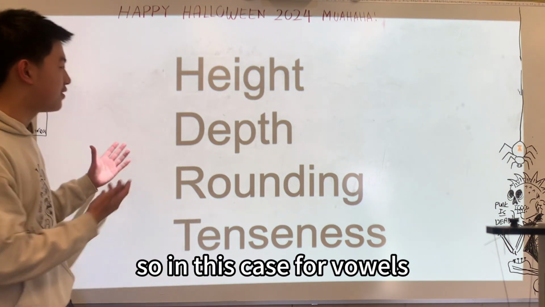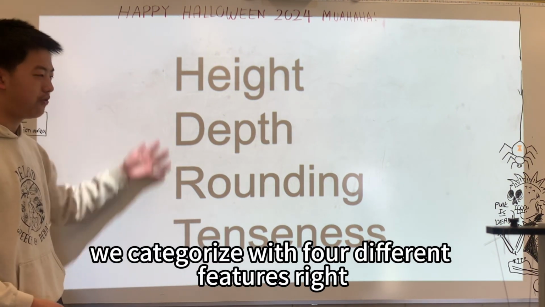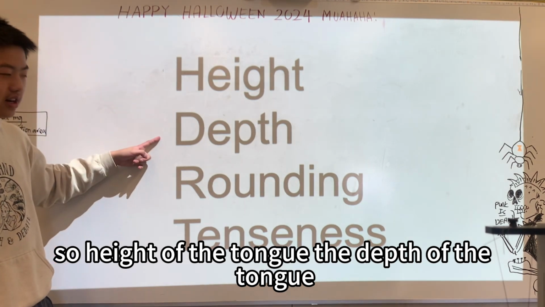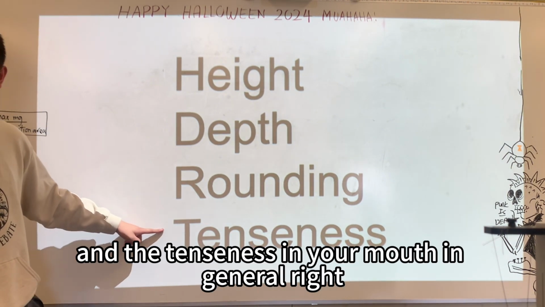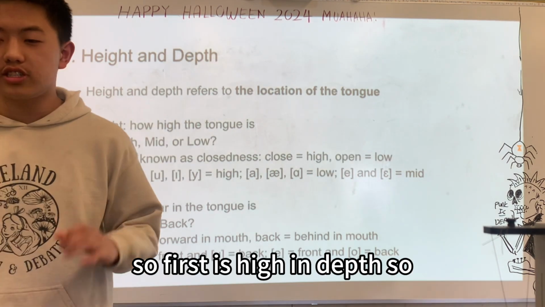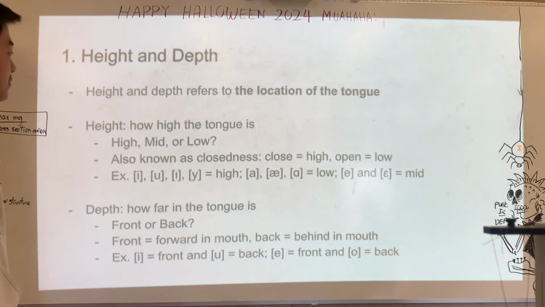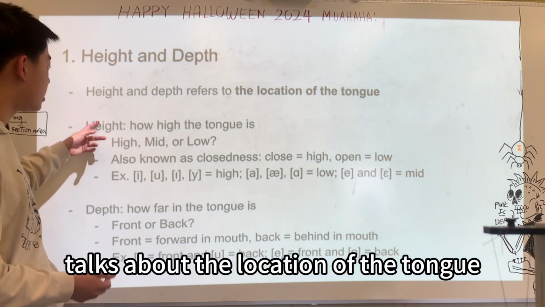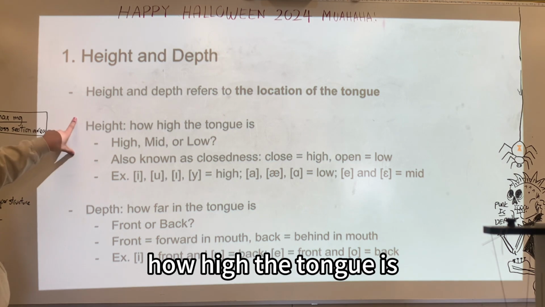So in this case, for vowels, we categorize with 4 different features, right? So height of the tongue, the depth of the tongue, the rounding of the lips, and the tenseness in your mouth in general, right? So let's just take a look. First is height and depth. Basically, as I said before, it talks about the location of the tongue. So it's like how high the tongue is, right?